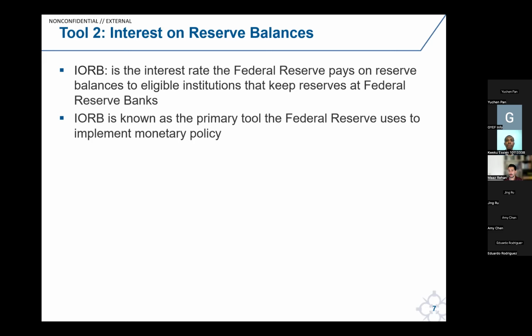And this is what we're referring to as the Federal Reserve paying interest on those reserves to those institutions. So the IORB is also known as the primary tool the Federal Reserve uses to implement monetary policy. And this rate is considered to be the floor of the federal funds target range. By having the IORB, the Fed can control how much reserves to require from banks at a given time.